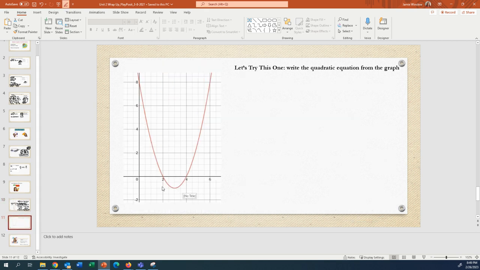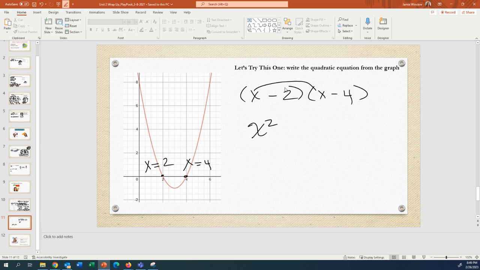All right, let's do it again. Here we have the two solutions. X is 2 and x is 4. So we work backwards to the factors and we do the opposite sign. And then we multiply. X times x is x squared. -2 times x is -2x. X times -4 and -2 times -4.